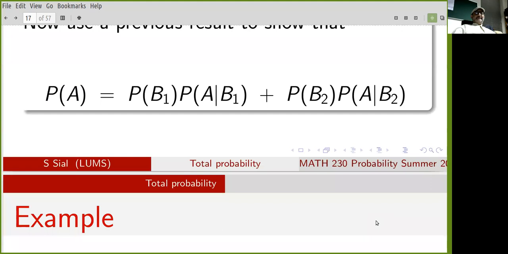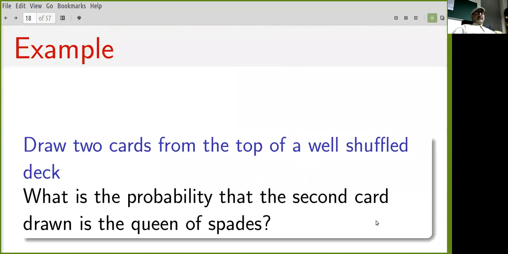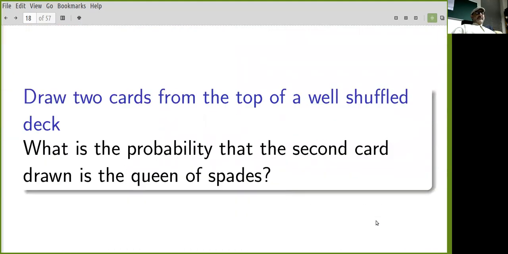All right, so let's do an example using these ideas. Okay, if I draw 2 cards from the top of a well-shuffled deck, what's the probability that the second card drawn is the Queen of Spades? Okay, so before we use this new idea, think in terms of old ideas. What should it be? Well, if I lay out, upside down, all 52 cards.